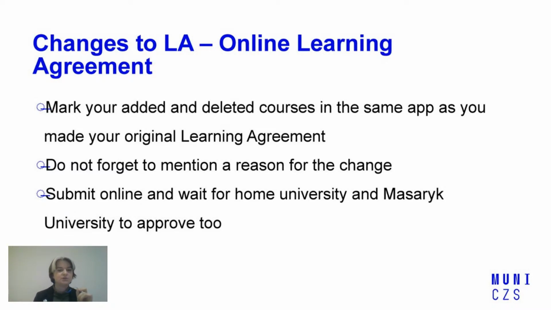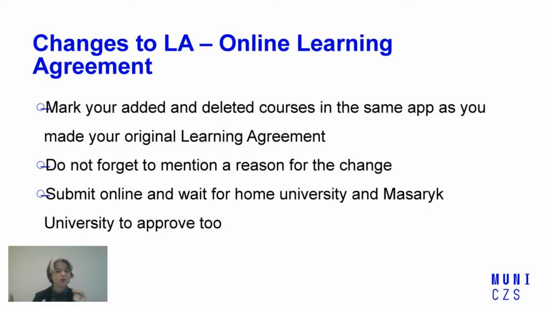And you just mark the courses that are now different to the original learning agreement. And then you tick whether you have added the course to the original agreement or if you've deleted it from it. So you don't make a new one, you just mark what the changes are. That's why it's called changes to the learning agreement. There's also space for you to note the reason why you're changing it.